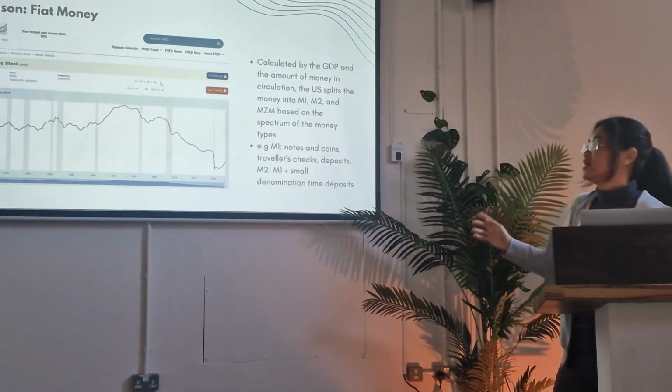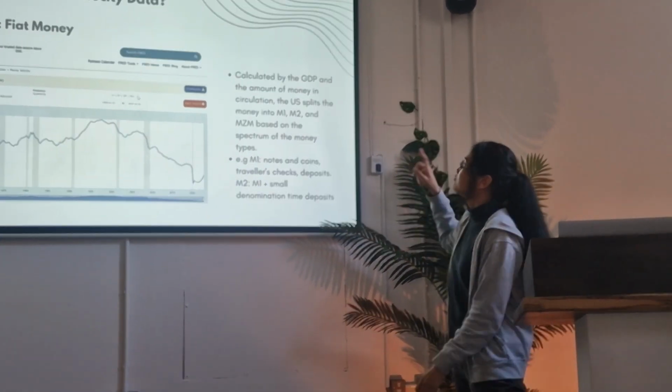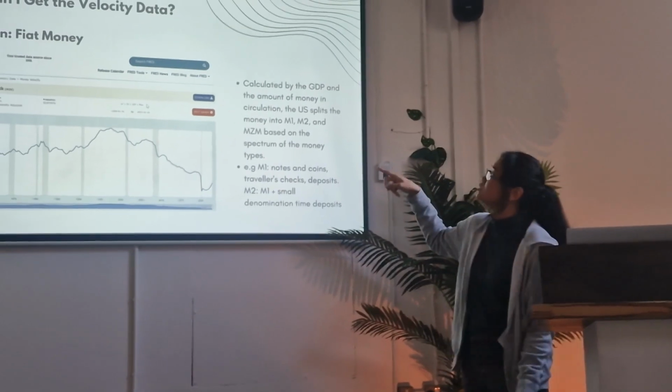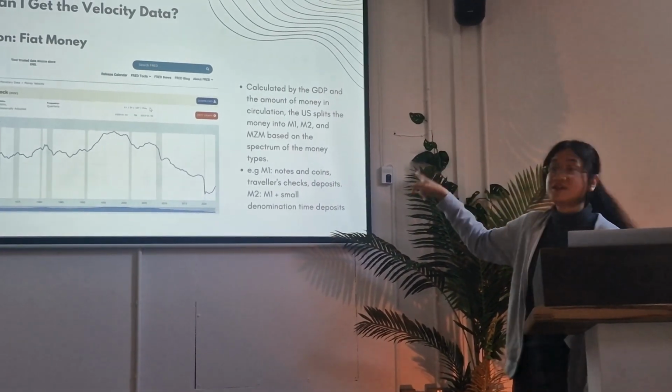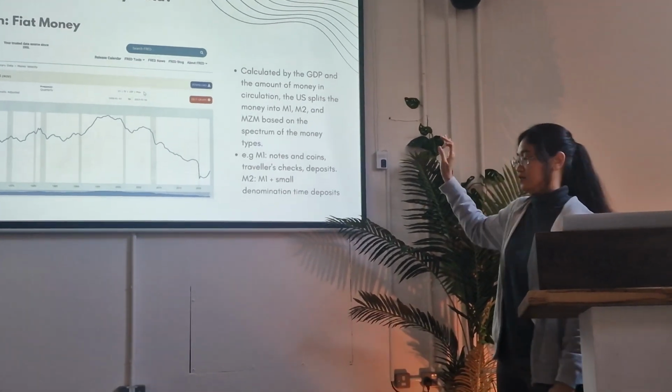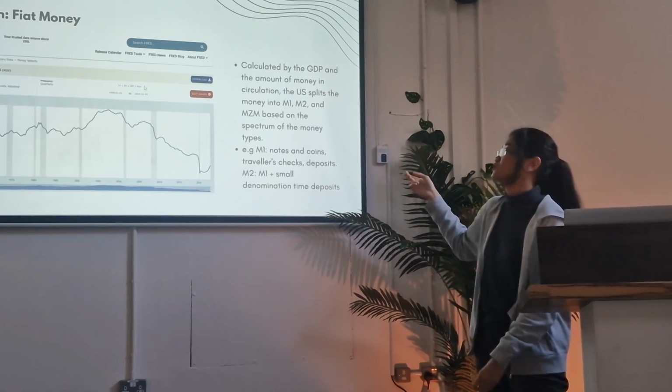And so where can we get the velocity data? The comparison for the fiat money, this is the Fed, the St. Louis Federal Bank, it's in the US. The comparison is the fiat money, because this data is published by the US institution.